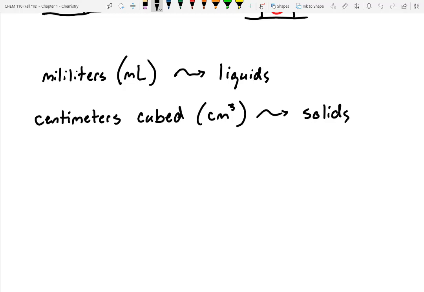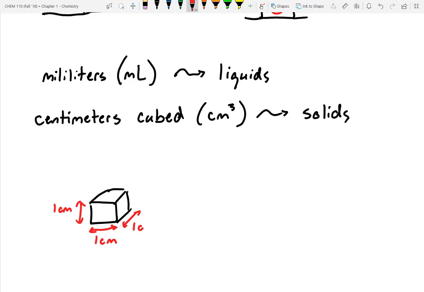So imagine you've got a cube, looks like this, cubes are three-dimensional. So we've got that. And you get a little ruler out, and you could say, all right, its height is 1 centimeter. Its width is 1 centimeter.